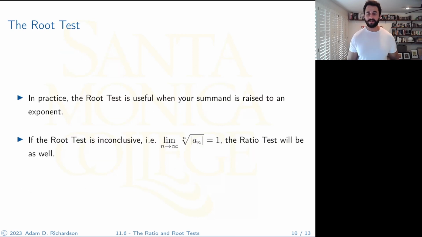Okay, some notes and tips about the root test. In practice, the root test is useful when your summand is raised to an exponent. So if you've got a bunch of gobbledygook in your summand, but then you notice that it's also raised to a little power at the end, the root test can be really helpful. Another note here: if the root test is inconclusive, meaning that the limit is equal to 1, the ratio test will be as well. So there's no use in testing the other one. If one of these tests gives you a 1, the other test is going to give you the same thing as well.